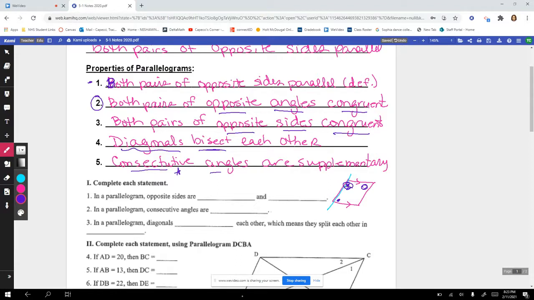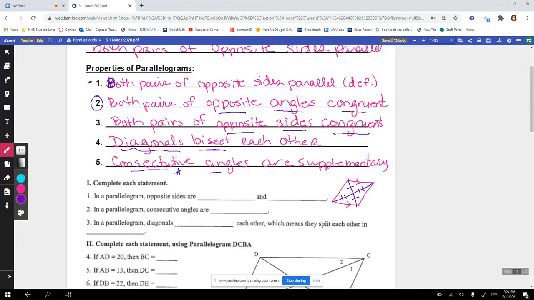Now, we also know that diagonals bisect each other. They're not necessarily equal. They bisect each other. So if I have this diagonal and this diagonal, I know that this piece is equal to that one, and I know that piece is equal to that one. So they bisect each other.